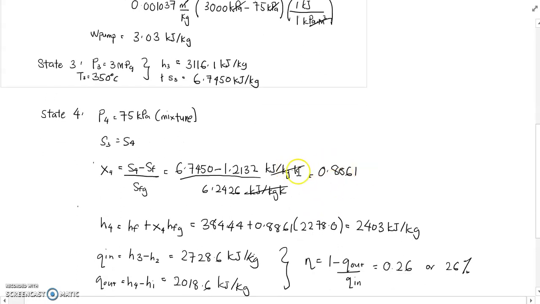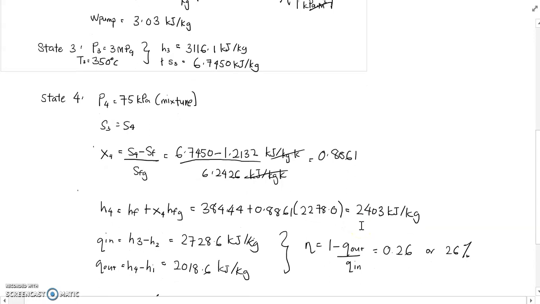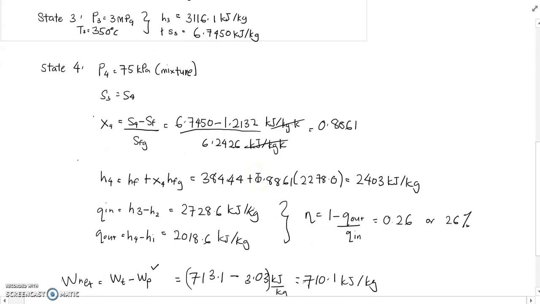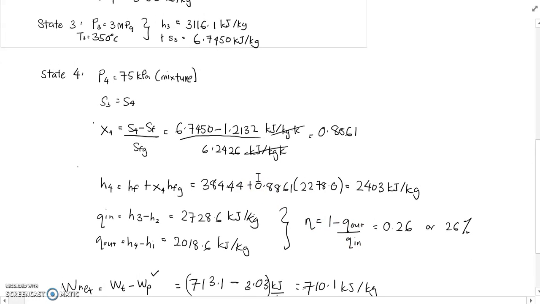0.8861. So with this new information, you can calculate your H4, the enthalpy at state 4. Okay, so HF plus X4 HFG. Get the values of HF and HFG from table A5. These are the values, and you will get H4 as 2403 kilojoule per kg.